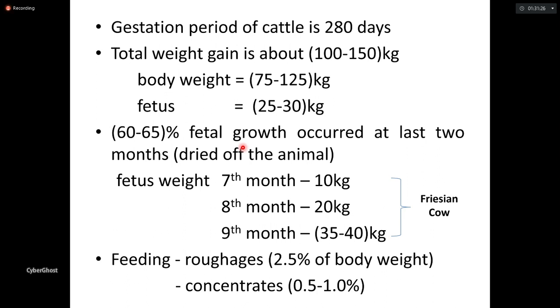Like in humans, if you divide the pregnancy into trimesters, first, second and third, almost two-thirds of the growth happens during the last 3 months. Until 6 or 7 months, the fetus growing inside the mother is about 10 kilograms maximum. But once it reaches the 7th, 8th, 9th month, it starts to grow fast, reaching about 35 to 40 kilograms in body weight at the end of the gestation period. Two-thirds of fetal growth happens in the last three months.